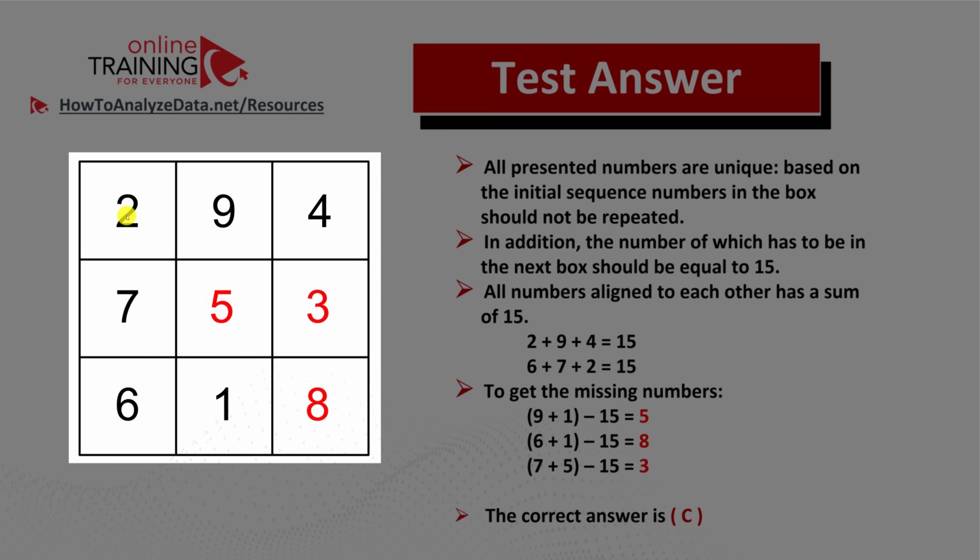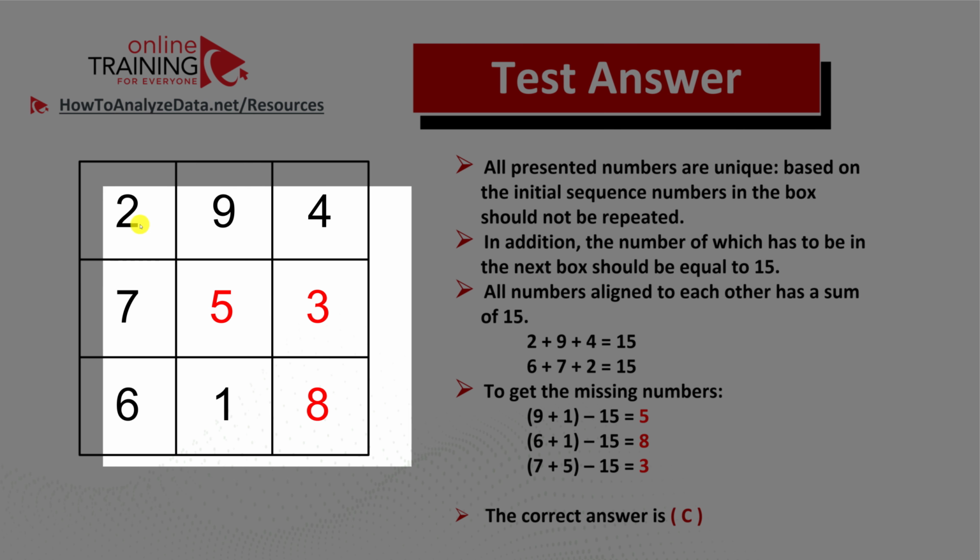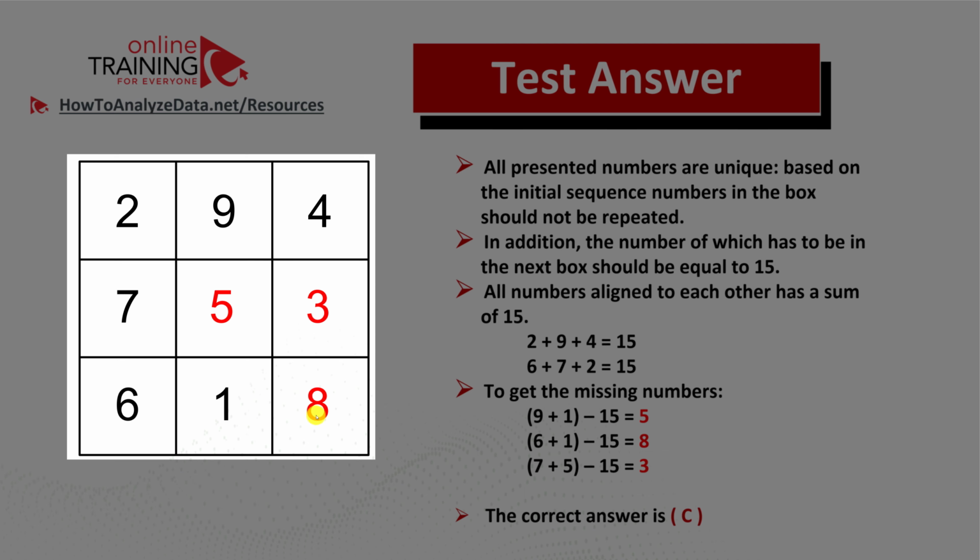For example, based on the numbers already known, 2 plus 9 plus 4 is 15, 2 plus 7 plus 6 is 15. So you can pick the numbers based on this knowledge and find the missing numbers based on uniqueness and put them in the right places based on the second pattern that we see. Funny thing is, you also see that diagonally, numbers also add up to 15. 2 plus 5 plus 8 is 15, and then 4 plus 5 plus 6 is also 15. So the correct answer here is choice C, and the missing numbers are 5, 3, and 8.